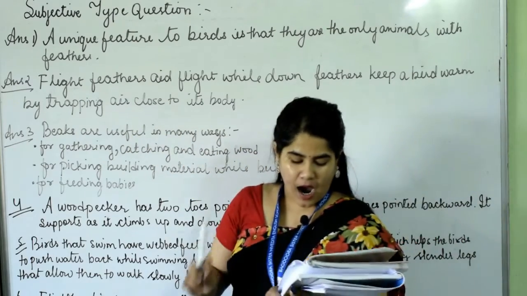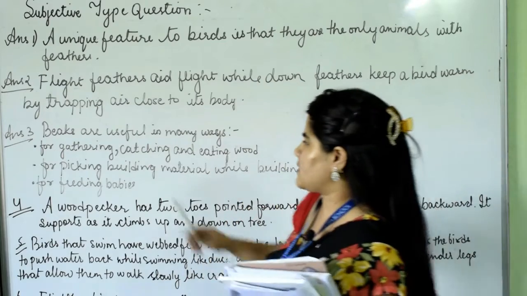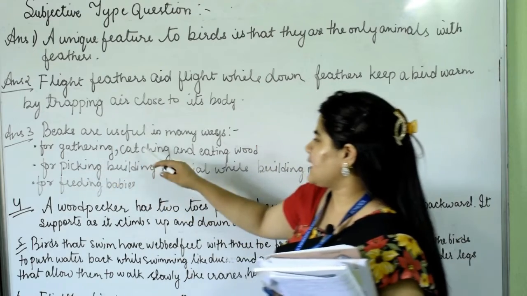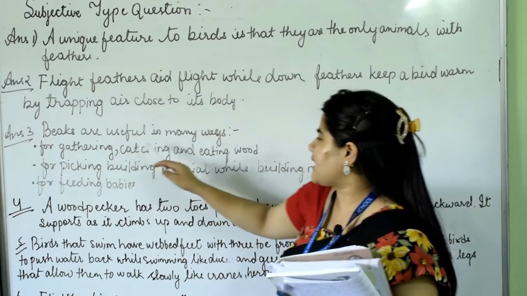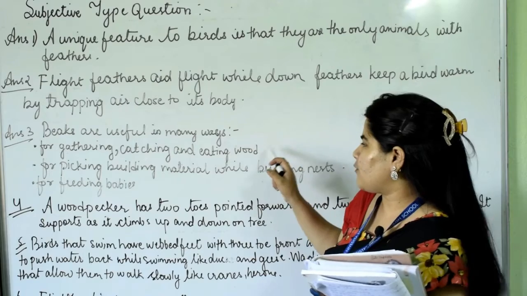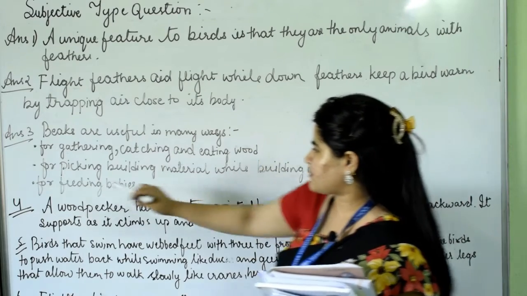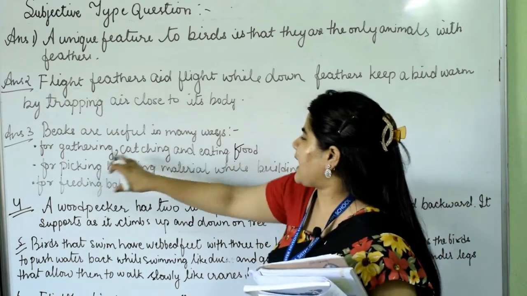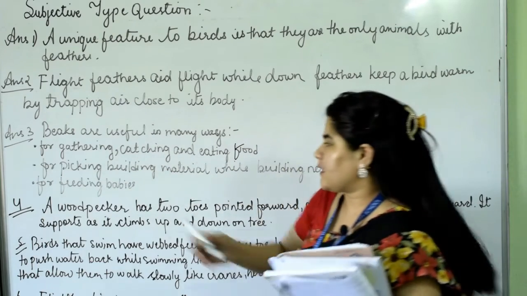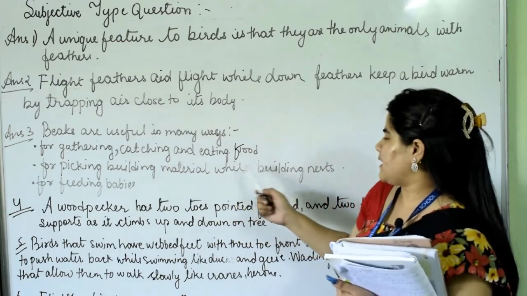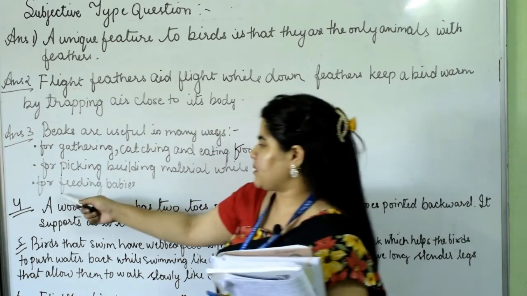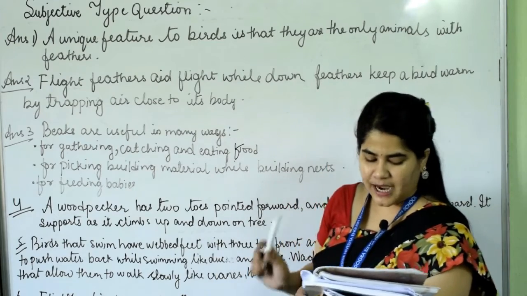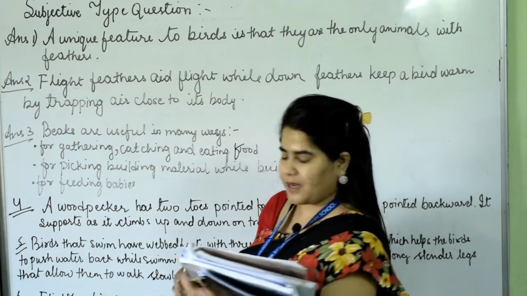Number C, how are beaks useful for birds? Beaks are useful in many ways, like for gathering, catching and eating food. Number 2, for picking building material while building nest. And number 3 is for feeding babies. Okay. Number D, how do the feet and claws of a woodpecker aid movement?